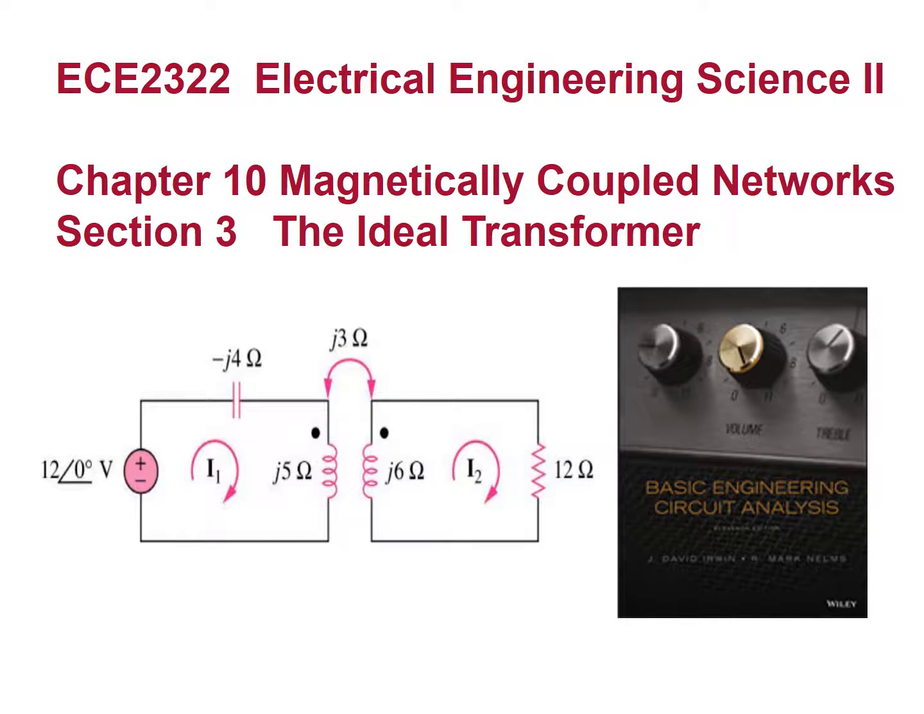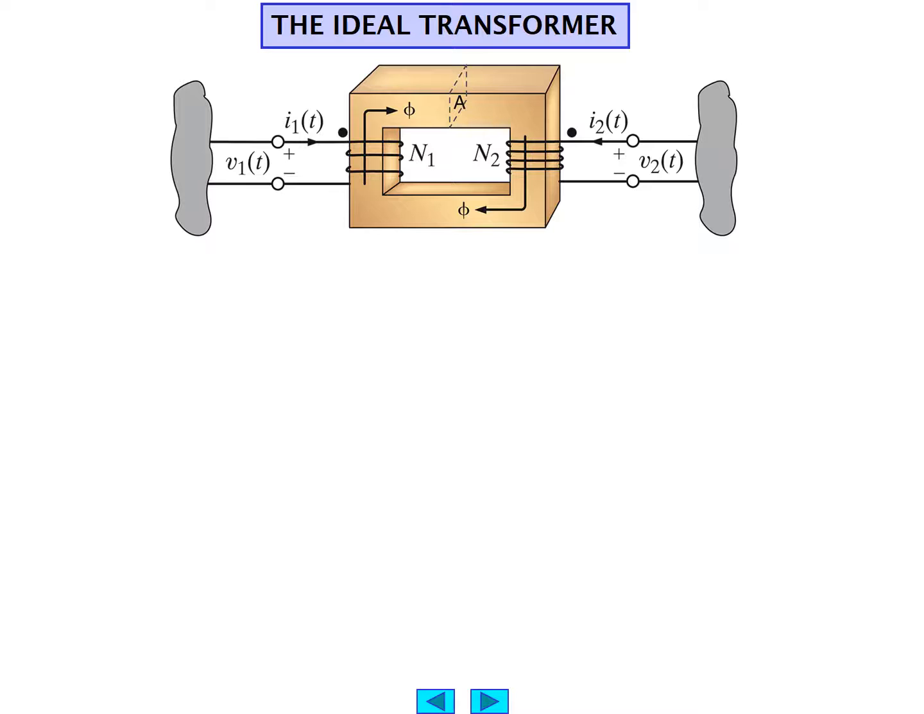Section 3, the ideal transformer. Here we have a schematic representation of the ideal transformer. A network on the left generates a voltage plus or minus V1 of t, producing a current I1 of t through N1 turns of wire, which are on a so-called magnetic core, material which has magnetic properties, whose cross-sectional area is A, and whose flux is phi. That flux then links a secondary set of N2 turns of wire, producing a current I2 of t with a resulting voltage V2 of t across the terminals.